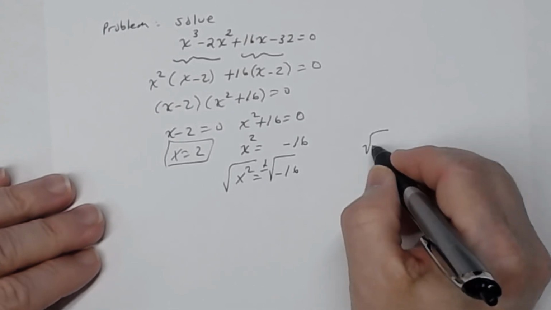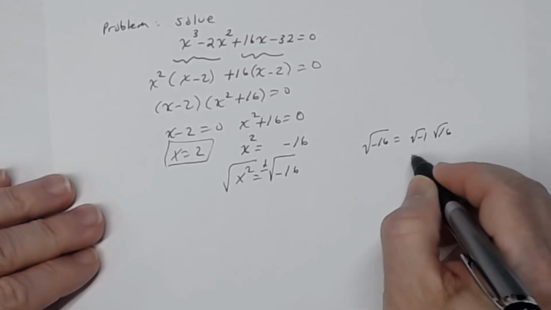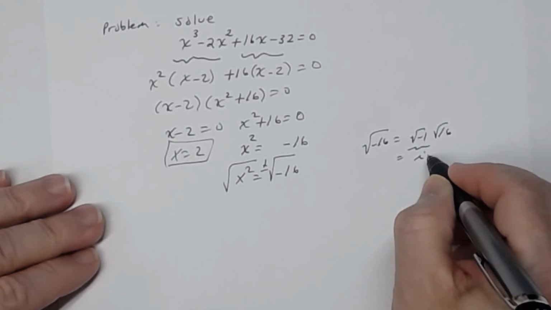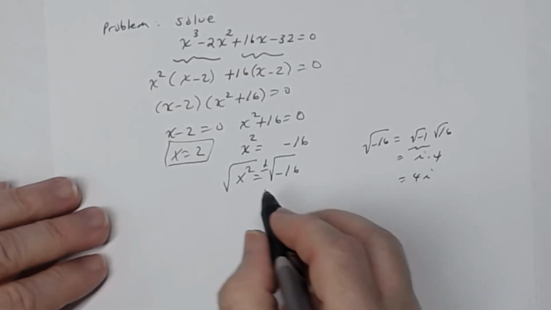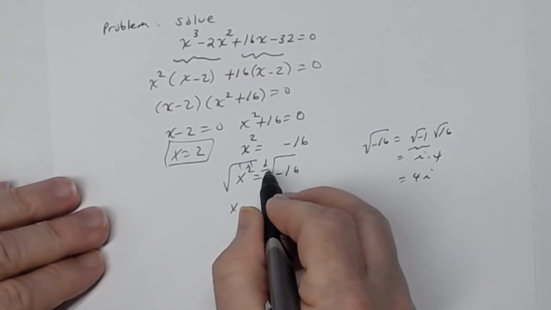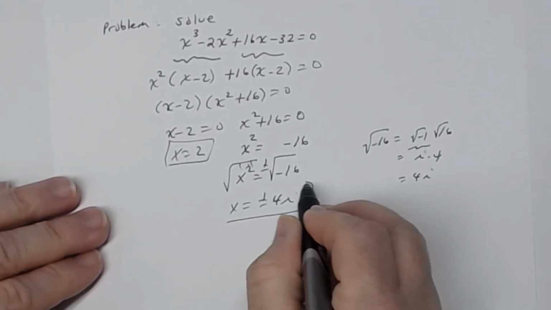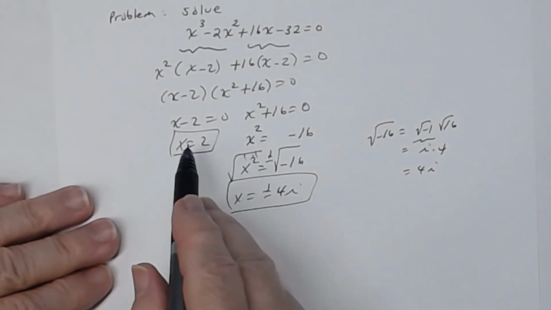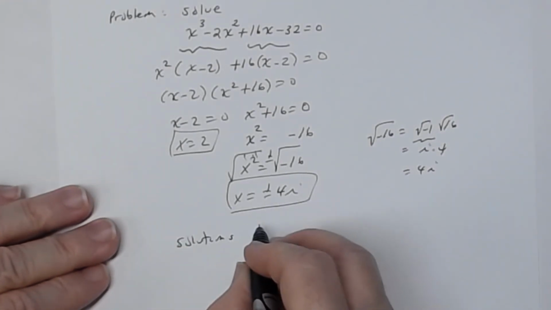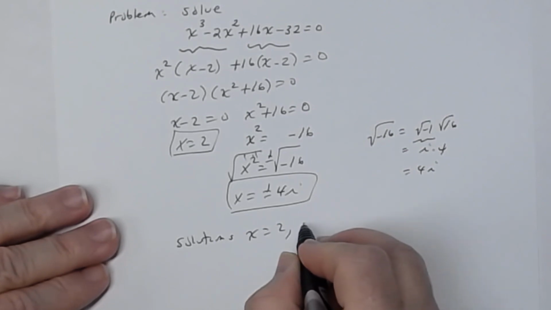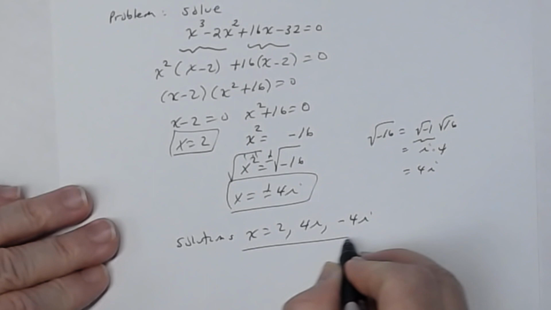And remember, the square root of a negative 16, I can write as the square root of a negative 1 times the square root of 16. The square root of negative 1 is i. The square root of 16 is 4. So this becomes 4i. But your solutions are, remember, the plus or minus. So you're going to say x equals plus or minus 4i. And so for this particular problem, your solutions would be, if you were to write them all out, you're going to say x equals 2, x equals 4i, and then x equals a negative 4i.